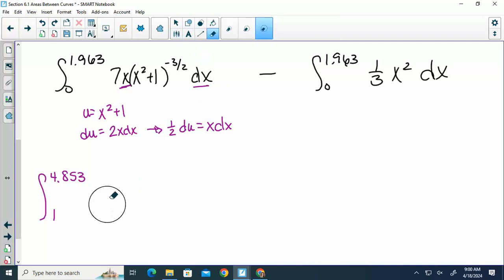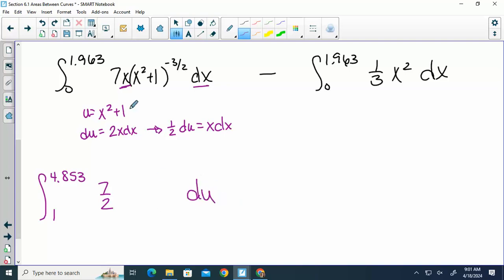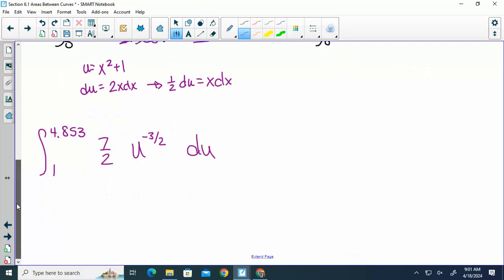So could I write that as 7/2? Is that okay? We have a du. And then the x squared plus 1 became my u. So u to the negative 3/2. Add 1 to the power. So that's negative 1/2. So reciprocal in front will be a negative 2. So that makes that a negative 7. I'm sorry, I know I did not leave you guys enough space on there. Just trying not to use another sheet of paper. That was rude. Sorry.